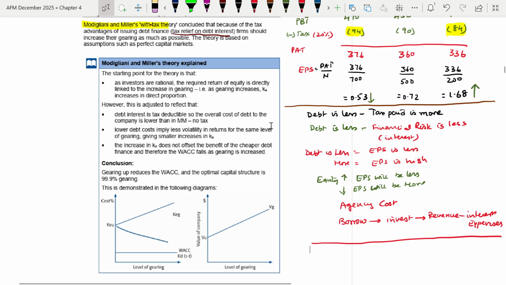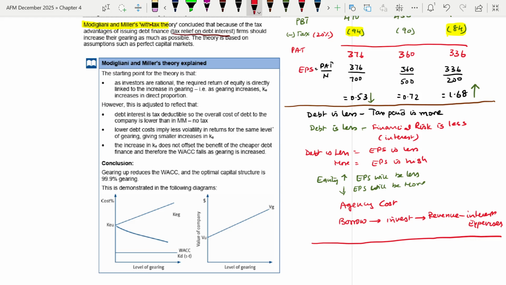Now, what happens? We will say with tax, without tax. If there is no tax, how is it impacted? If there is a tax, why do we want to have that tax? Wherever there is a tax, people will prefer to borrow.